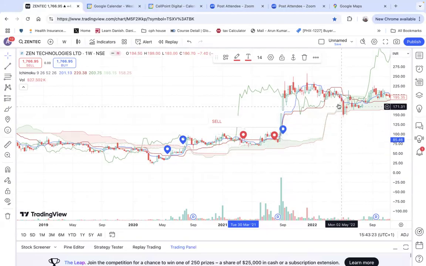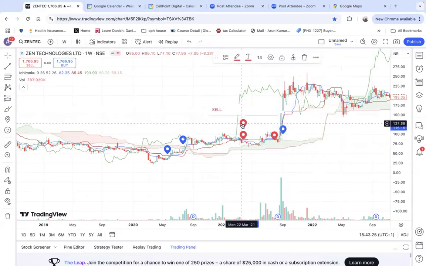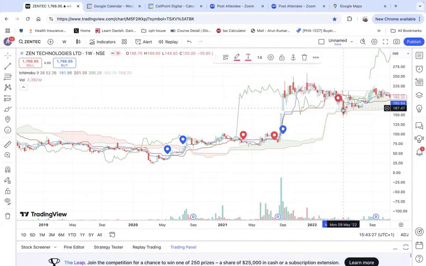So I might sell here, but I might still hold on to some stock because the volume is not much. It's not convincing me that it's a big sell. So I might wait for the crossover, for the proper price to cross below the cloud. So I'll wait for this.